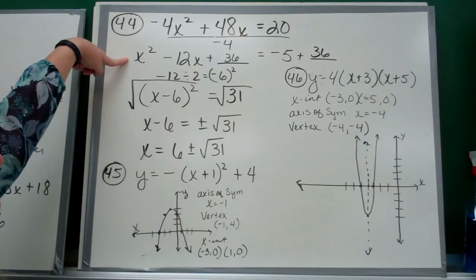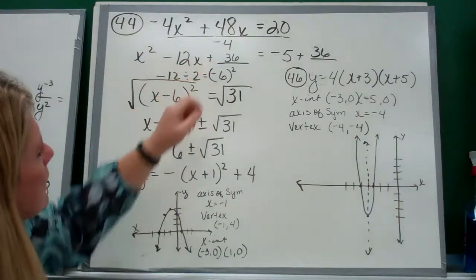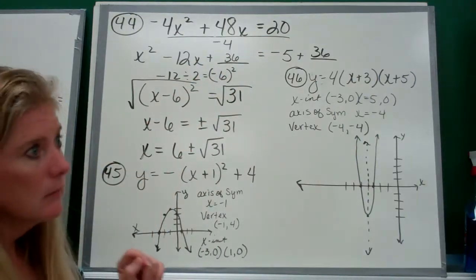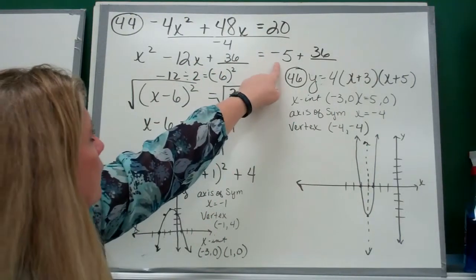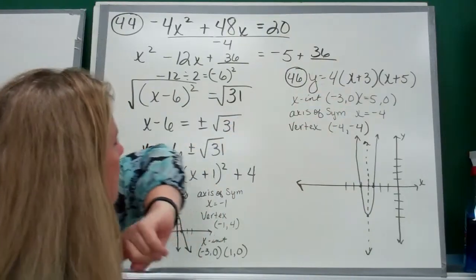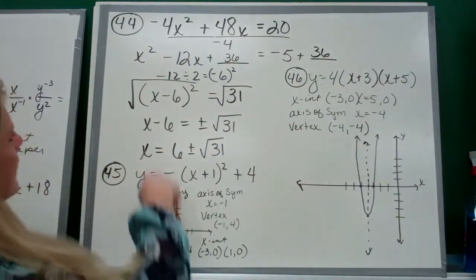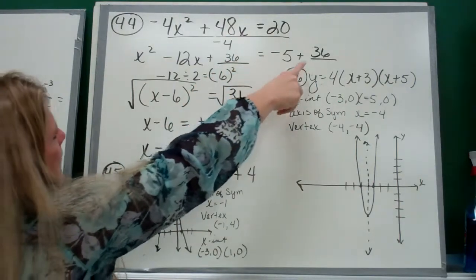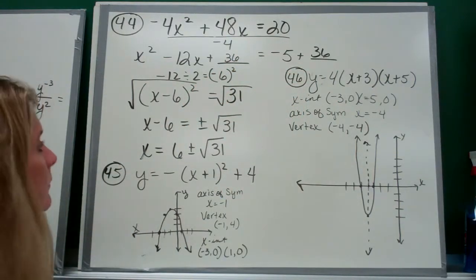That's going to leave us with x squared minus 12x, and then we're going to be completing the square, so we're going to be adding something. Equals -5 plus something. That something is calculated right here. You take b and divide it by 2 and you square it. That's where the 36 comes in.